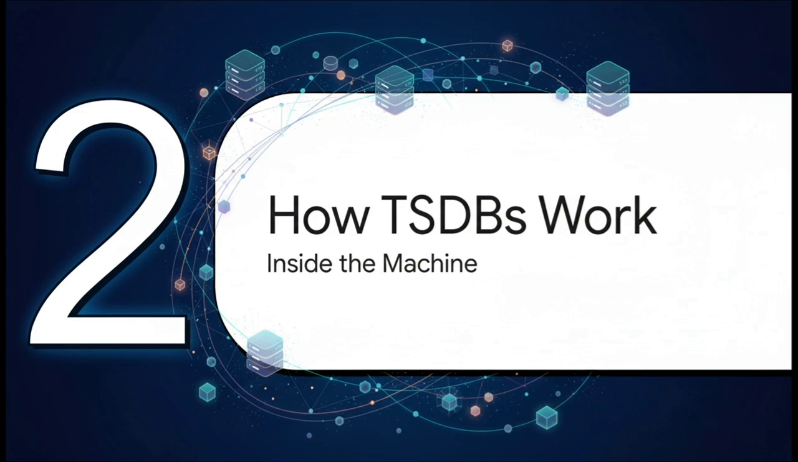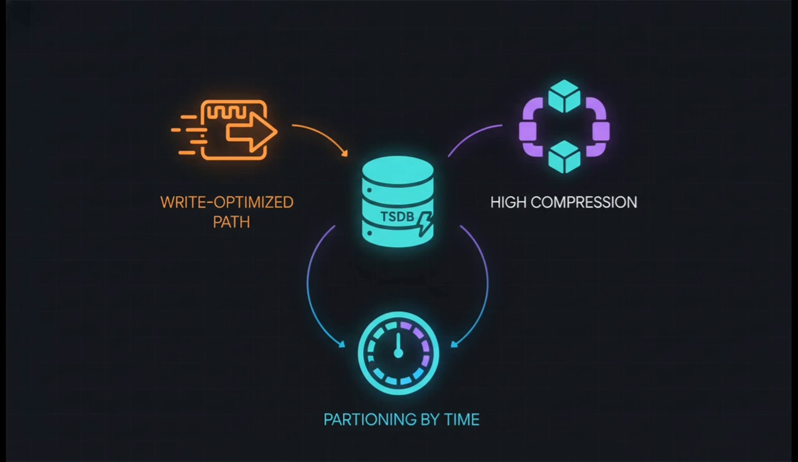Okay, so that's the basic idea. But how on earth do they actually handle millions of data points a second without breaking a sweat? Let's take a look inside the machine. It really all boils down to 3 really clever engineering tricks that are just perfectly designed for time series data: how it's written, how it's compressed, and how it's organized on the disk.